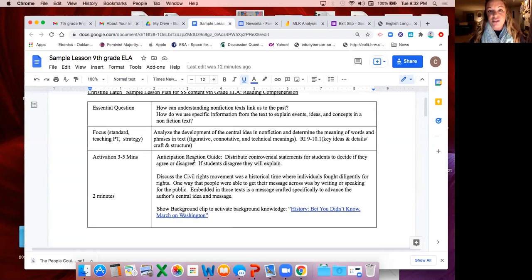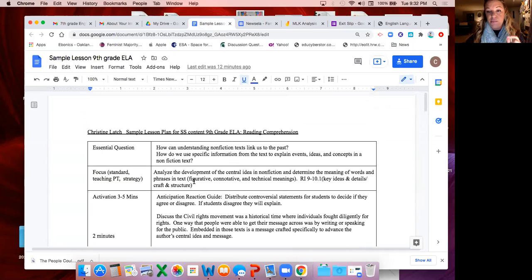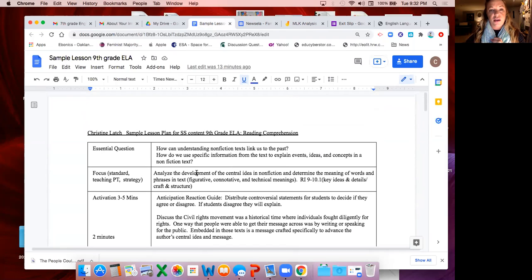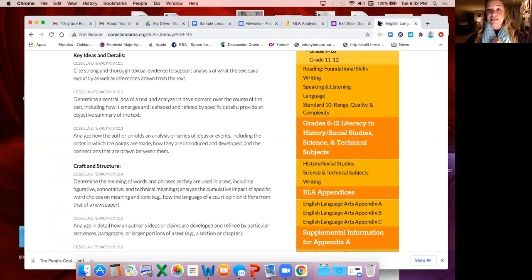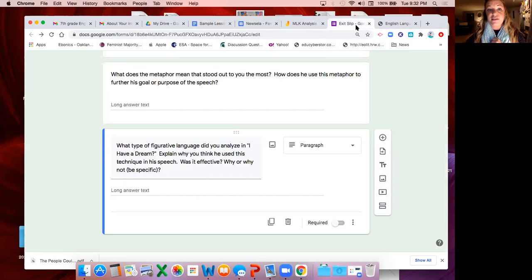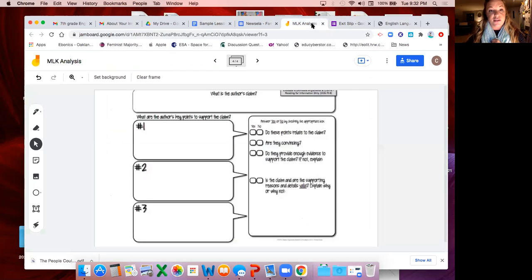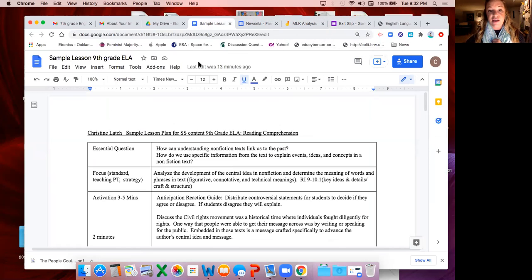If there's any questions, please let me know. And it specifically points to evidence. That's one really important factor. I don't know if I mentioned. Of course, if there's anything else, please let me know. Again, there's an exit slip. Those are the standards. Here is the student handout, and I've attached everything here for you.